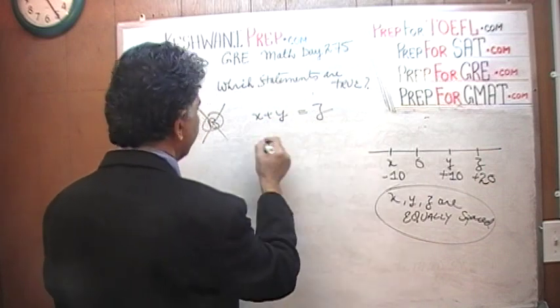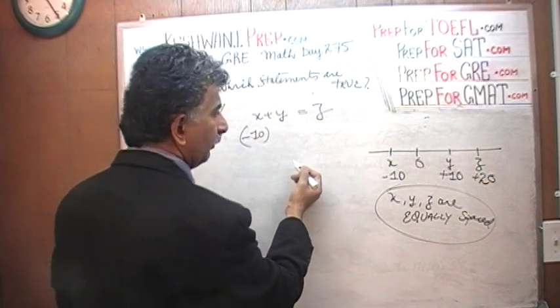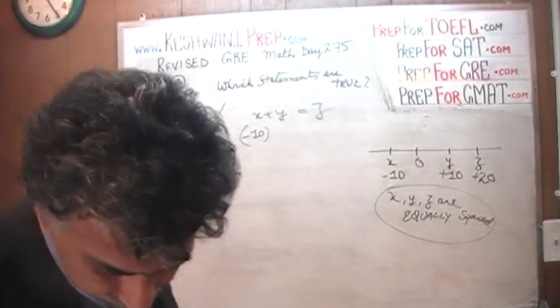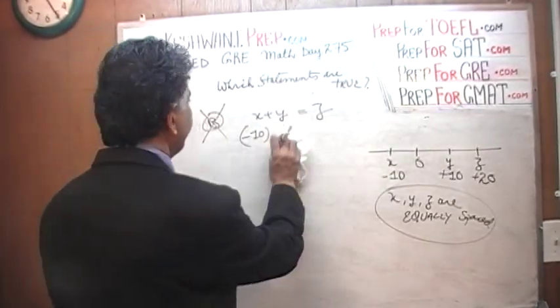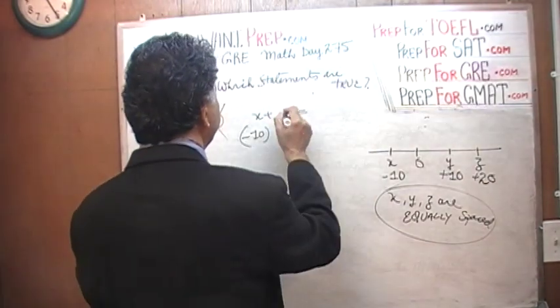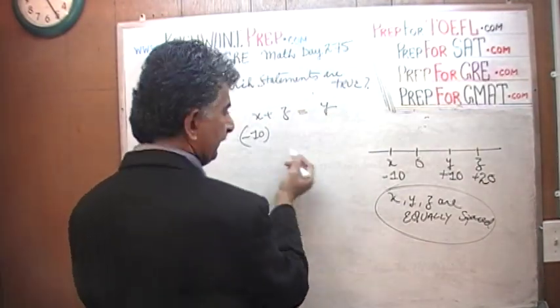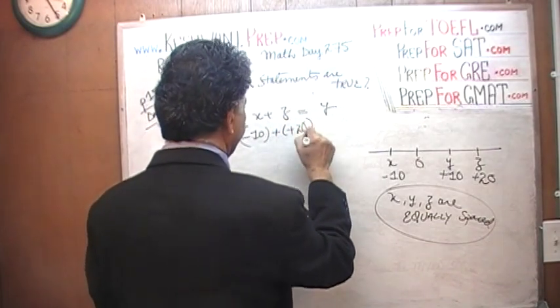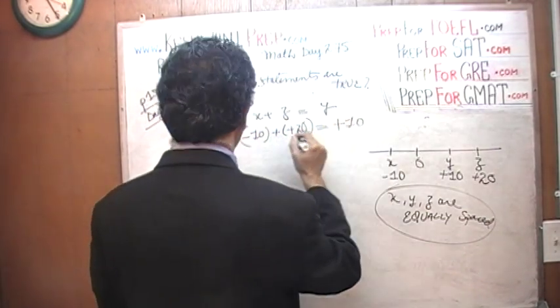Let's see, x is negative 10, y is positive... No, this should be something else here. It's not x plus y, is it? X plus z equals y. X plus z equals y. Y is negative 10, z is positive 20, and that does equal positive 10.